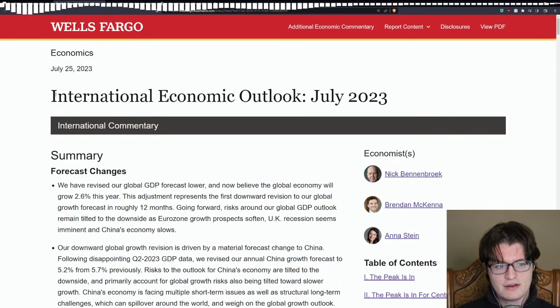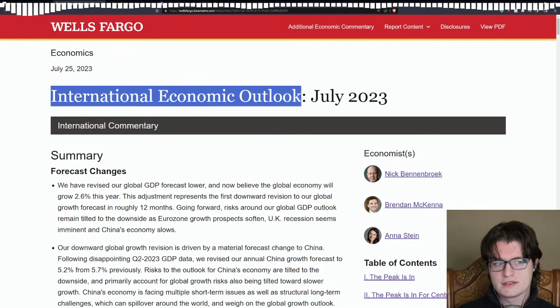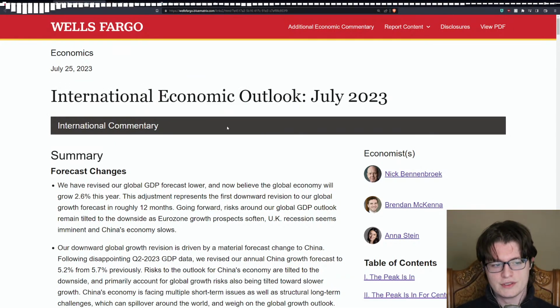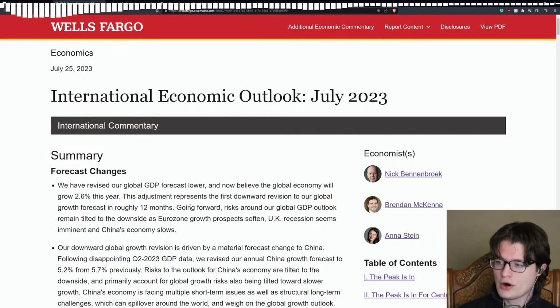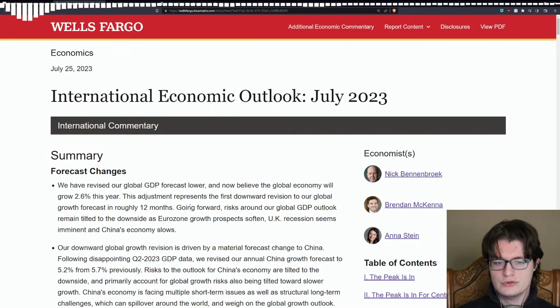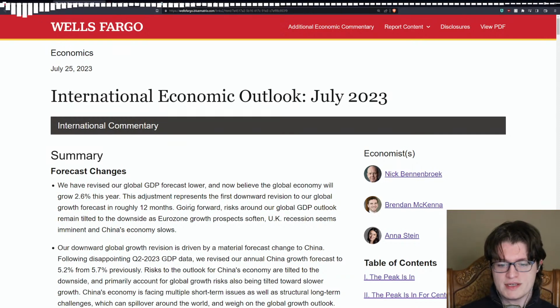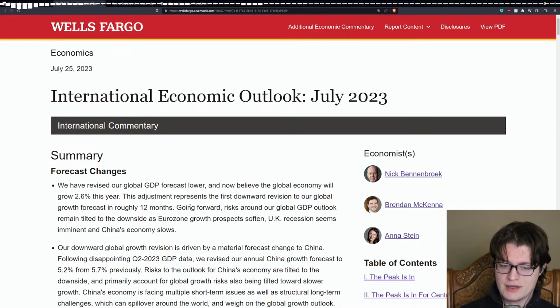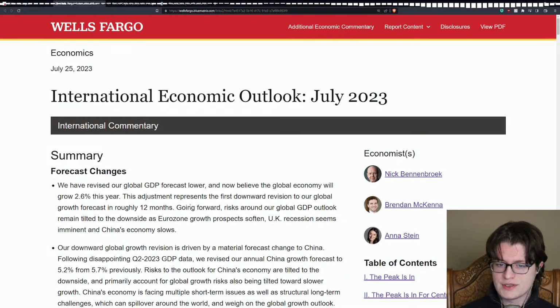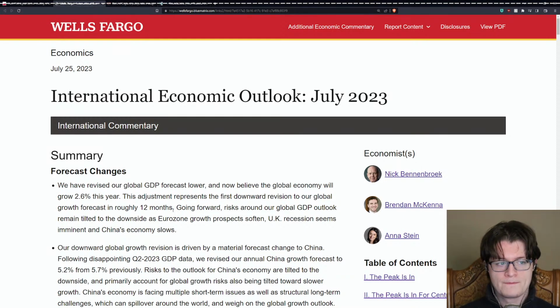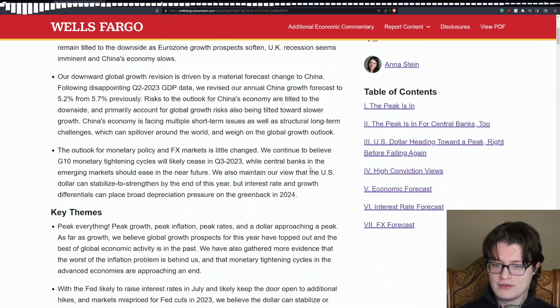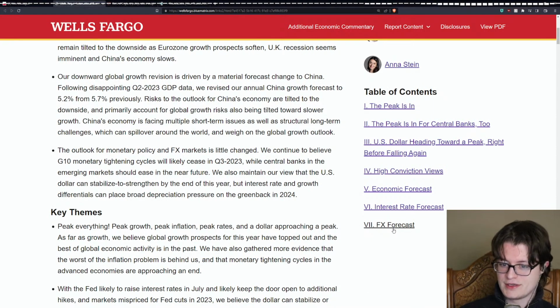This is their International Economic Outlook, and this is a monthly outlook that Wells Fargo releases. If you are new to reading outlooks, this is my number one recommendation. When you're just trying to get into outlooks and you're looking for something to read, this is number one on the list of outlook recommendations I have. And look at all this stuff in the table of contents. You even have the FX forecasts here at the bottom.